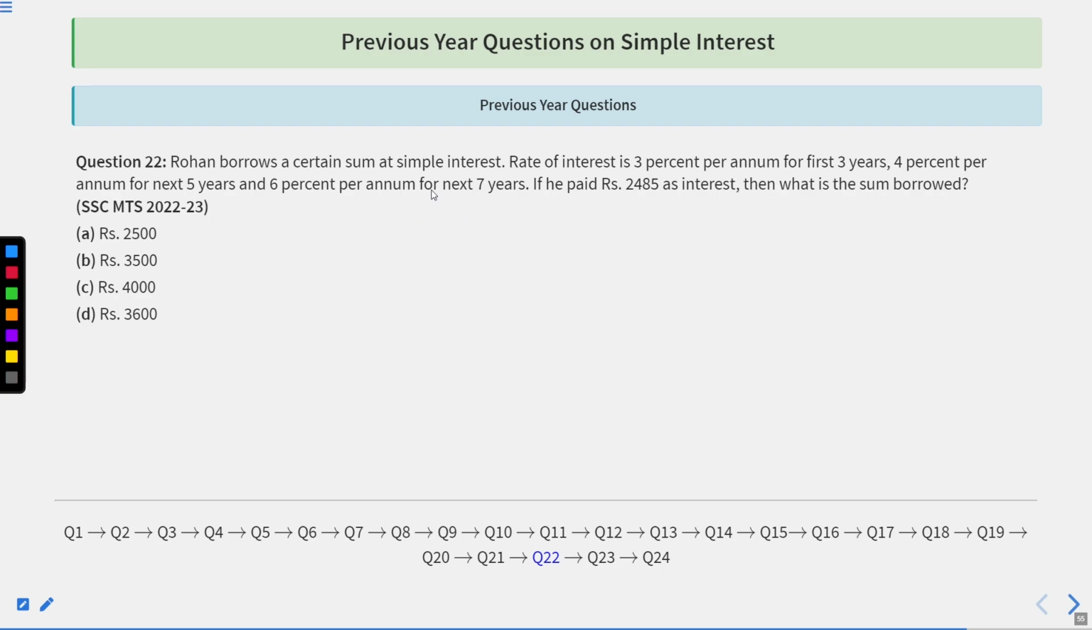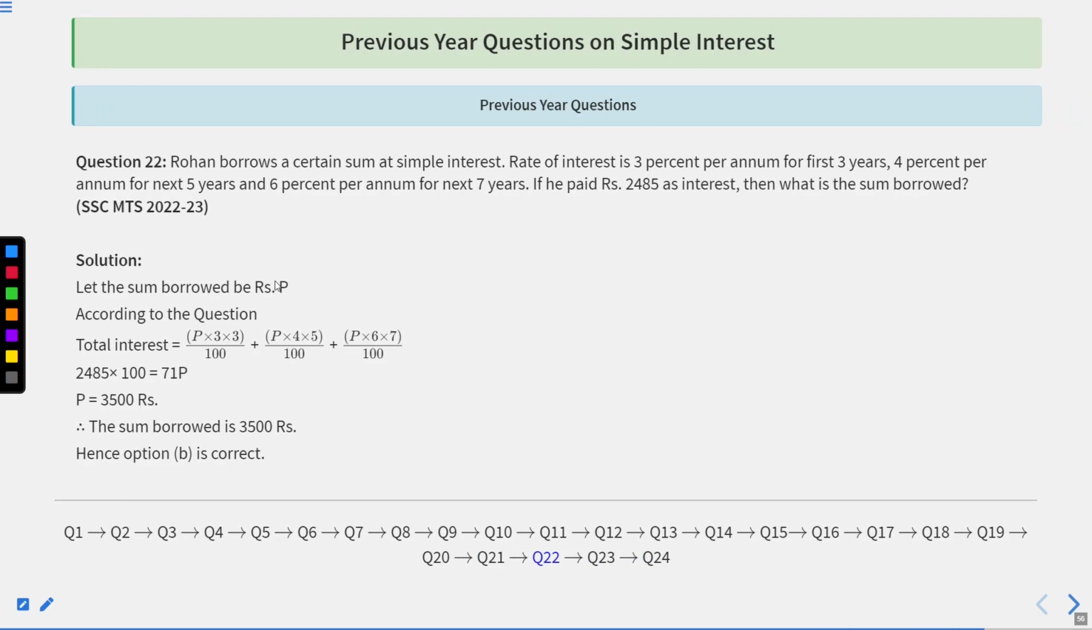Question number 22. Rohan borrows a certain sum at simple interest. The rate of interest is 3% per annum for the first 3 years, 4% per annum for the next 5 years, and 6% for the next 7 years. If he paid rupees 2,485 as interest, then what is the sum borrowed?